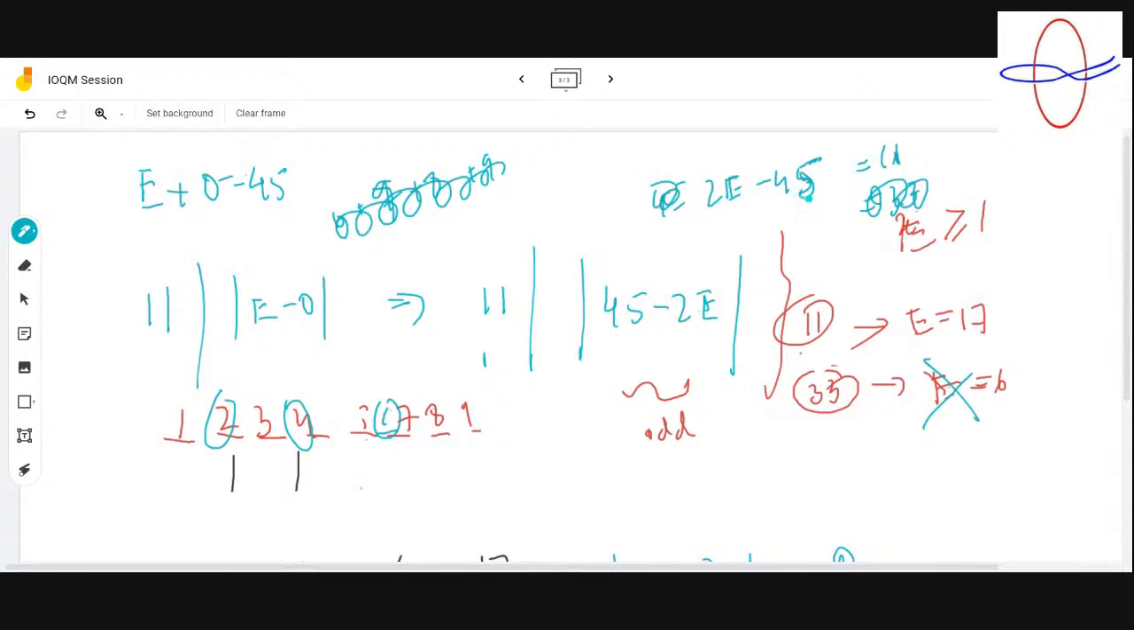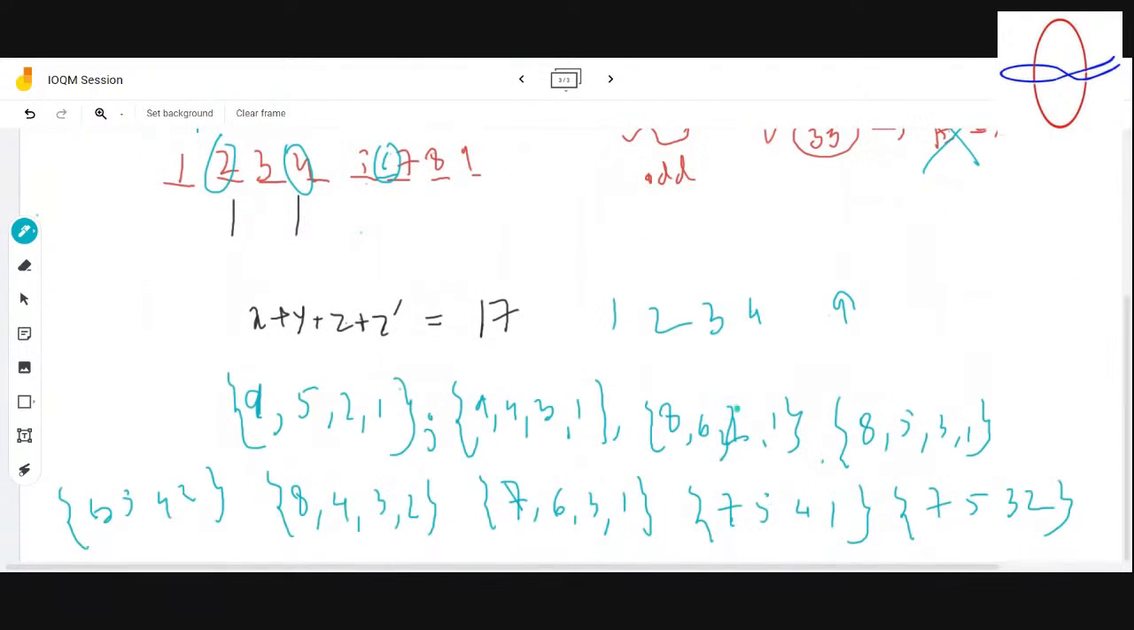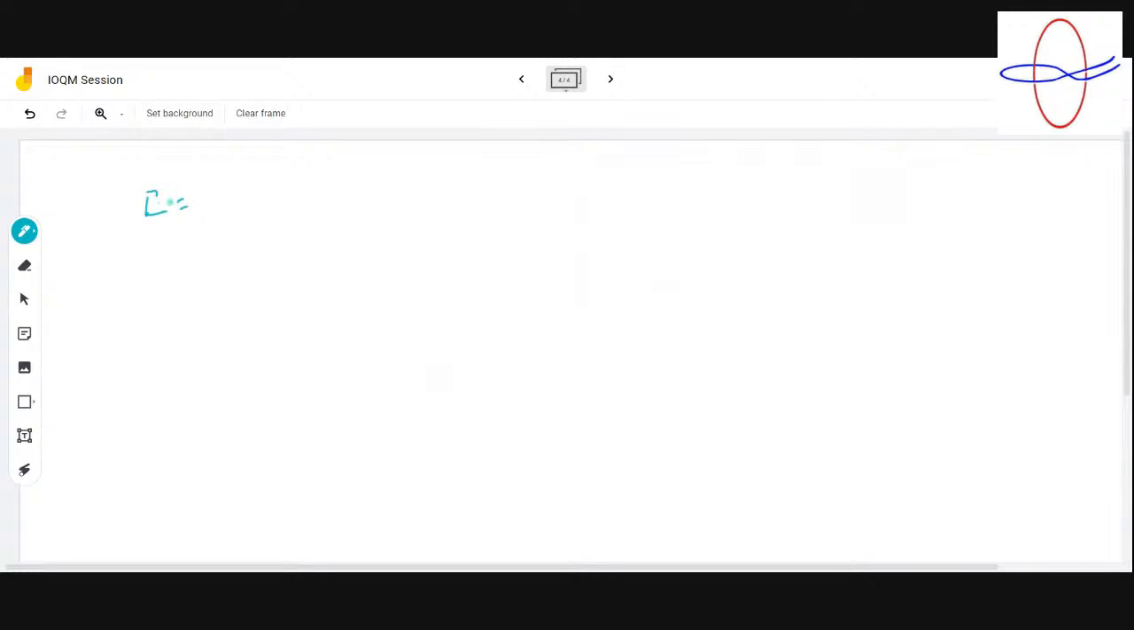So if it's equal to 11, then E is summing up to be 28 in that case. So there are two cases. E is equal to 17, E is equal to 28. In the first case, there are 9 options, 9 such sets, and then we have to arrange.